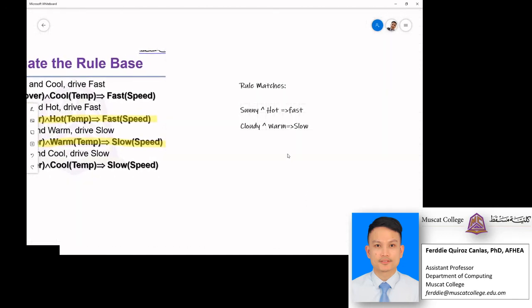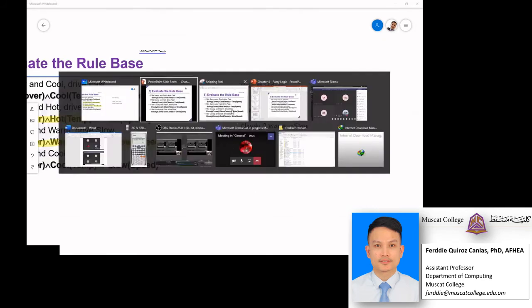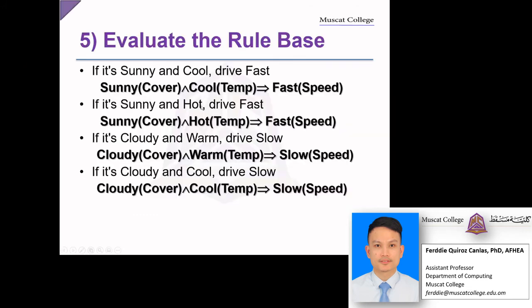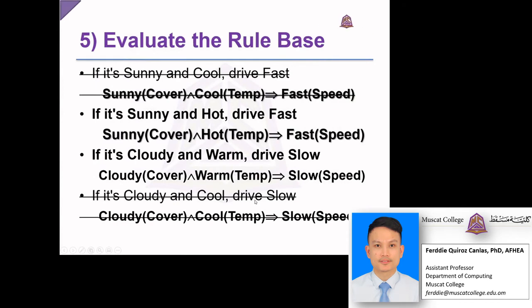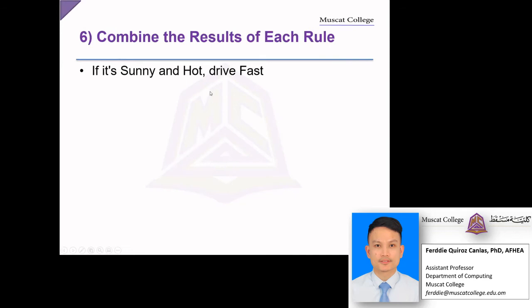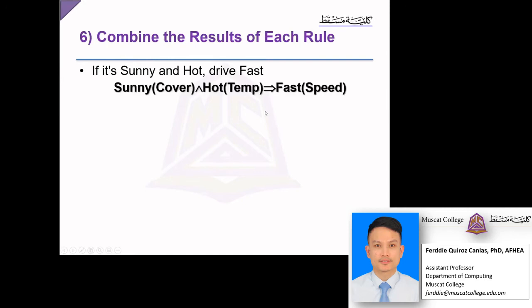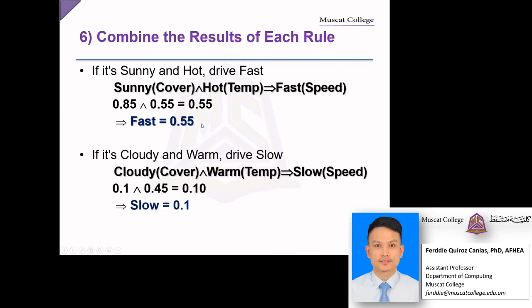So let's now try to evaluate. We're going to evaluate it, which is the next step. Let me go to the PowerPoint. We're going to evaluate the rule base, so we will have to get this, the one we selected earlier. We're going to choose these two: sunny, and this one. To combine the results from each rule, if it is sunny and hot, drive fast. This is what we have selected earlier. Later I'll discuss how to get this.